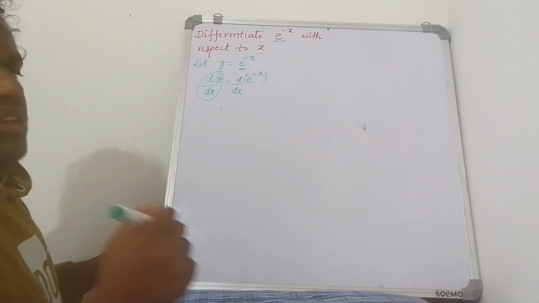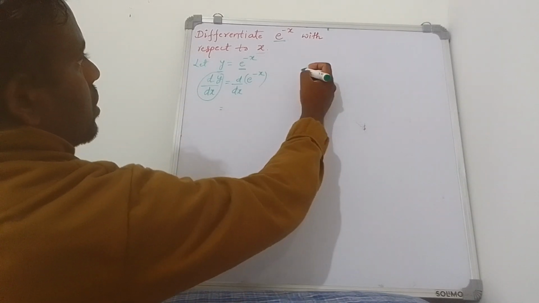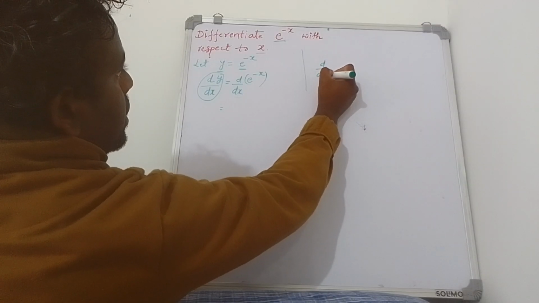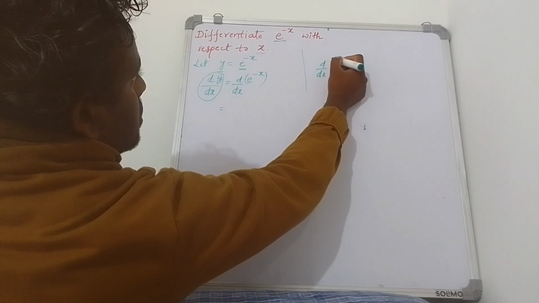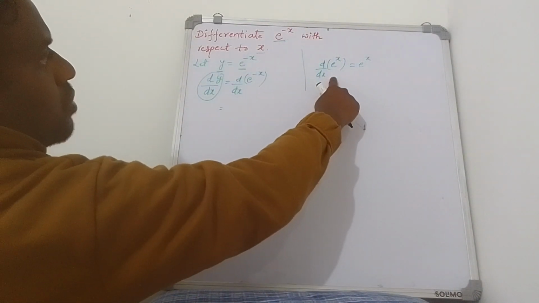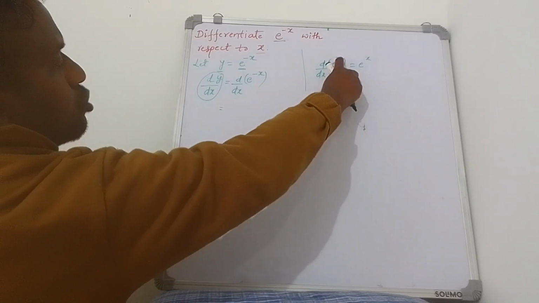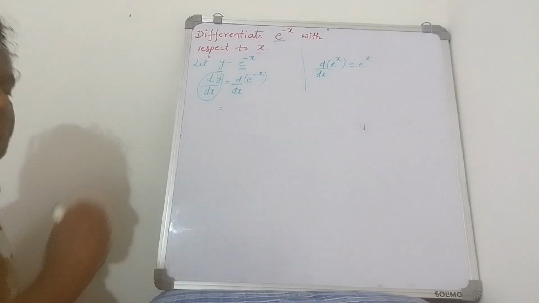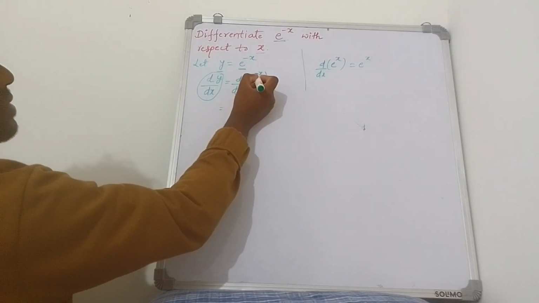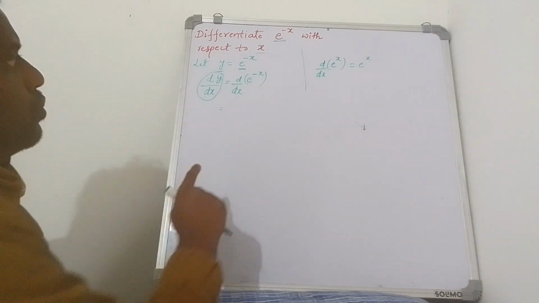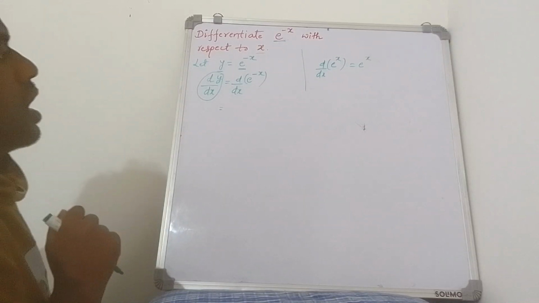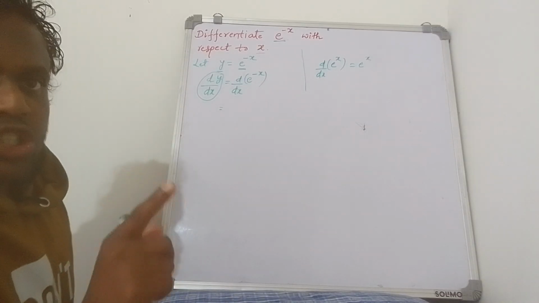Now there is a standard formula for differentiation. D by dx of e to the power of x is equal to e to the power of x. Okay, this is standard formula. When here plus x should be there, only x should be there, minus should not be there. That time we can use this formula, but here we have minus x. Okay, so we cannot use this formula directly. So what we have to do, we have to use the chain rule.